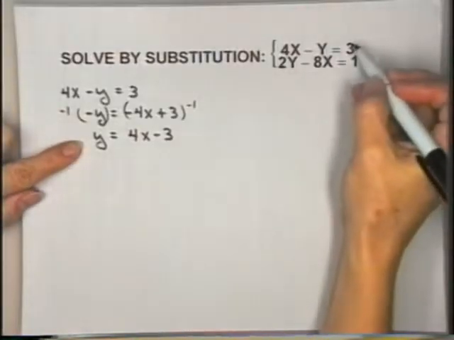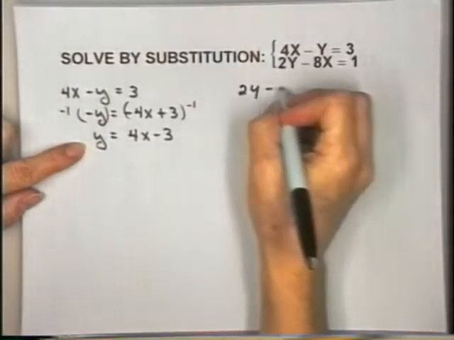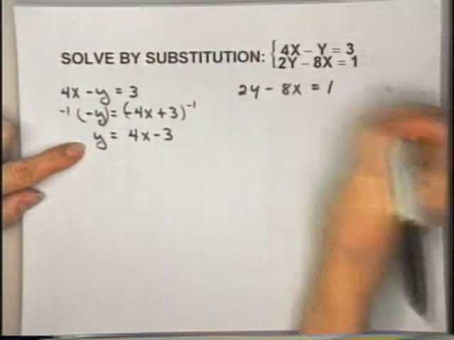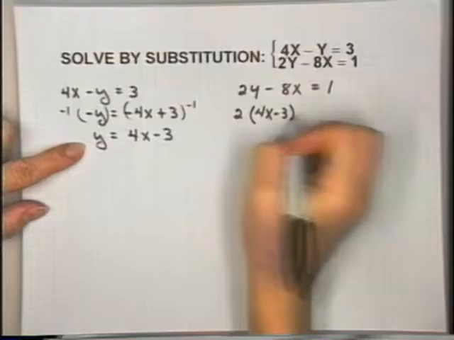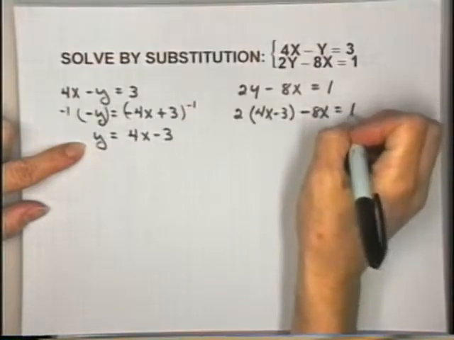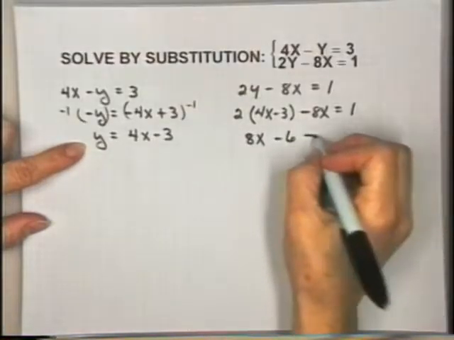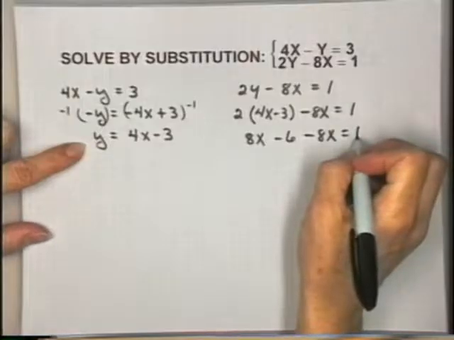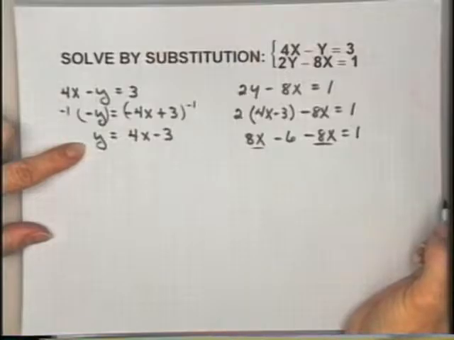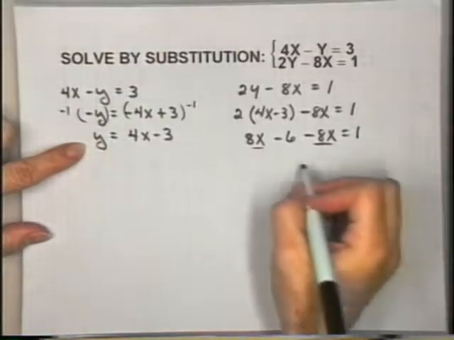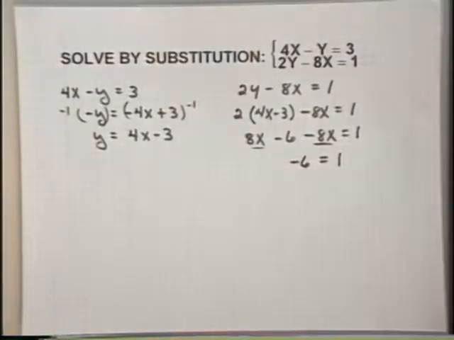Now, since I used the first equation, I will substitute this into my second equation. Let's bring that second equation down. 2y minus 8x equals 1. Substituting for my y, replacing y with 4x minus 3, minus 8x equals 1. We will distribute. I have 8x minus 6 minus 8x equals 1. Notice my two like terms here. When I add 8x and negative 8x, I get 0x, or simply 0. So on the left-hand side of my equation, I have negative 6, and on the right-hand side, I have 1.